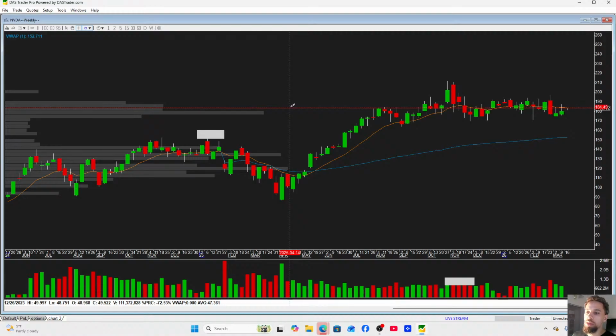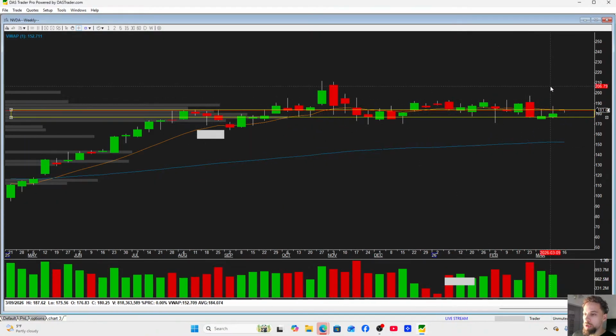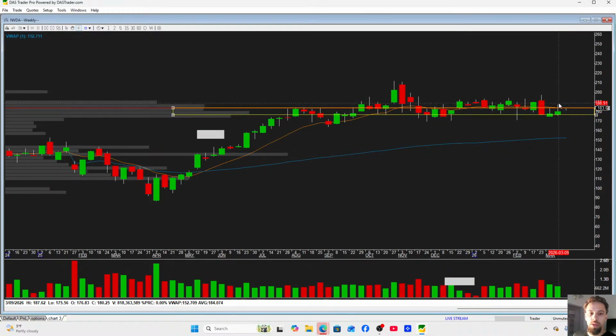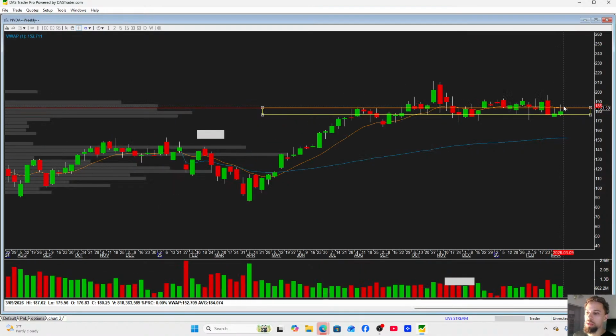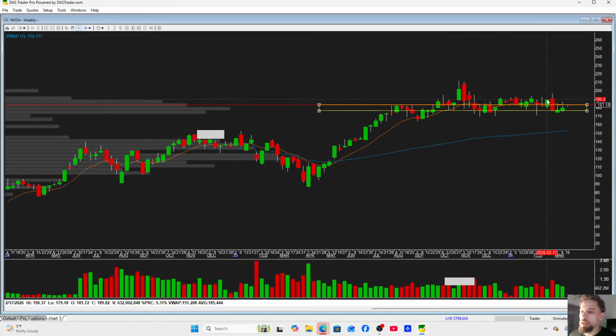Pretty close to testing it right now. So area of resistance 184. Area of support that I'm going to mark is 176. Could potentially break out long here. If it does, it's hard to imagine it going up if the SPY and Qs aren't going up too. So if you're taking a long here, at least from my perspective, it's definitely a get in, get out type of trade. Not something I'd want to hold overnight.